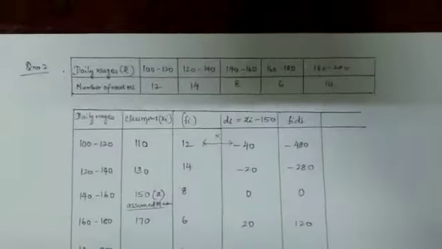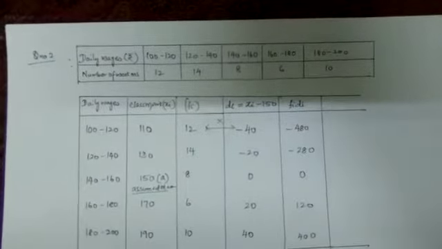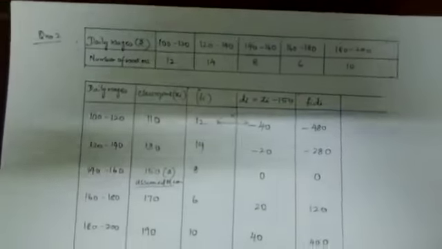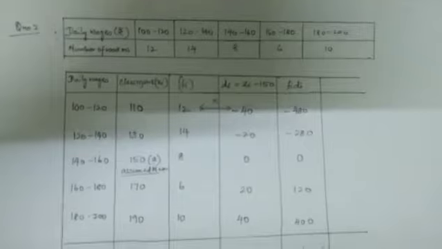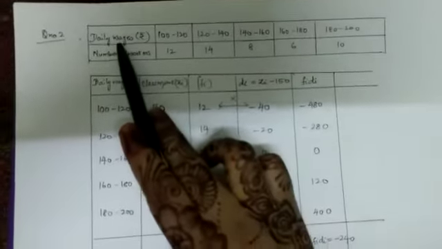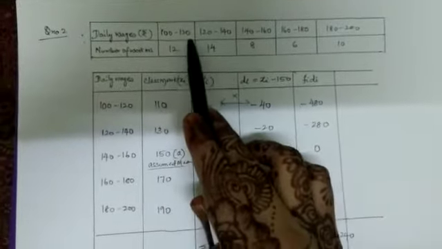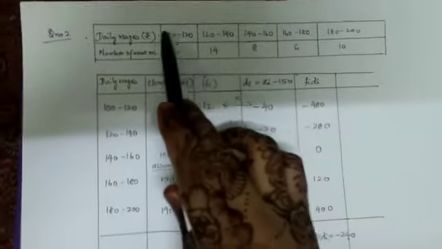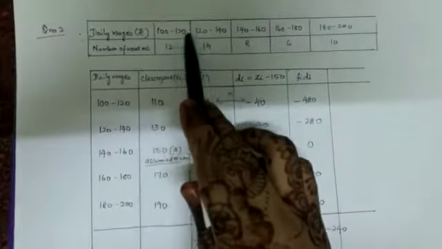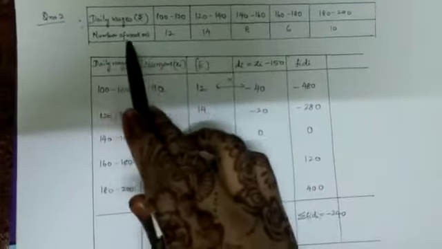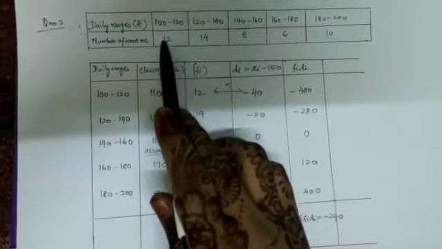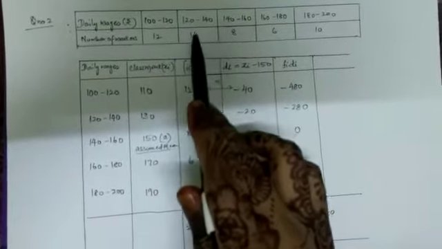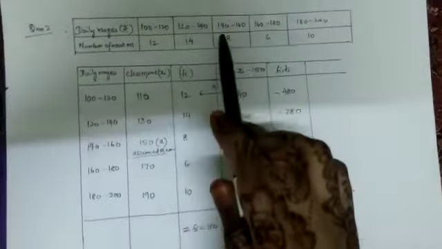Now we are ready here with question number 2 of exercise 14.1. Here you can see daily wages of workers are given. Daily wages in rupees, 100 to 120, 120 to 140. So hope you all have understood now this is grouped data. How many workers are getting 100 to 120 rupees? 12 workers. 120 to 140, how many workers? 14, and so on. So they have made a grouping of the wages. Now they are asking us to find the mean.